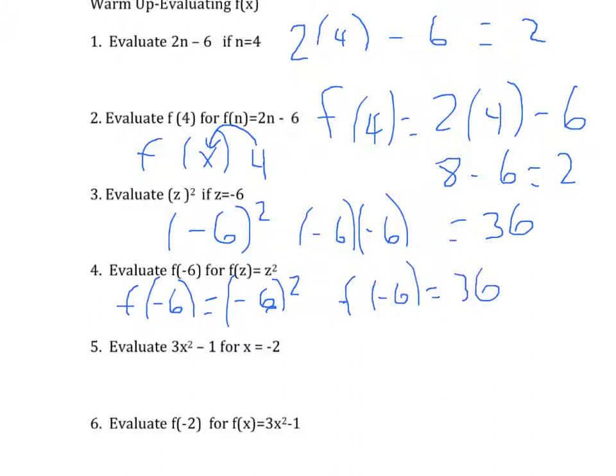Well, we've talked about looking at function notation, what point is that on the graph? Well, x is negative 6, y is 36. So that would be the ordered pair negative 6, 36 that you would plot.